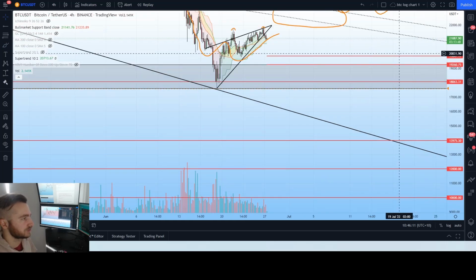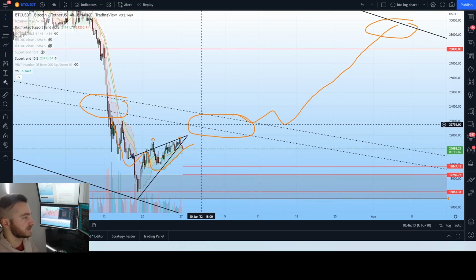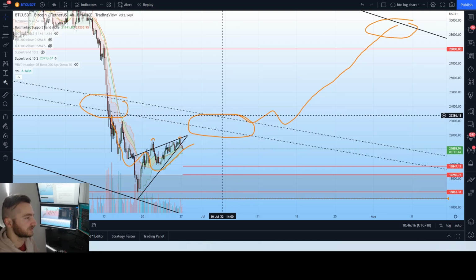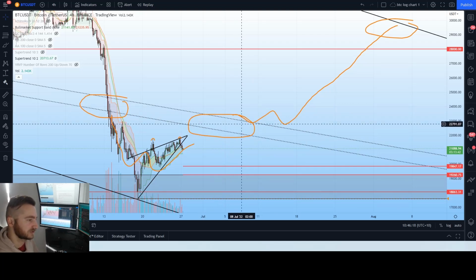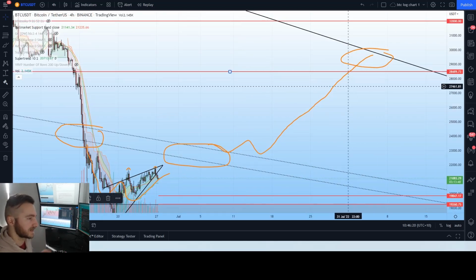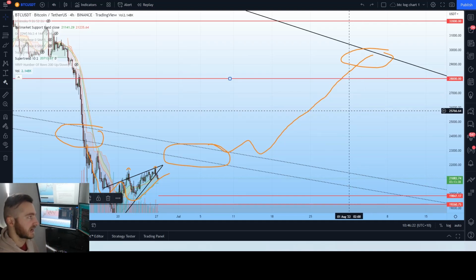If, however, we do somehow break upwards, we do need to break above this resistance zone. If we break and hold above the resistance zone, we expect a move upwards to about $28,000 to $30,000 for that next Bitcoin move. Okay.